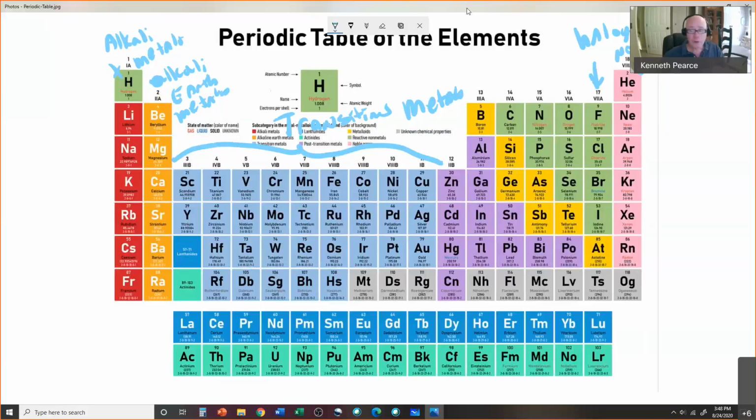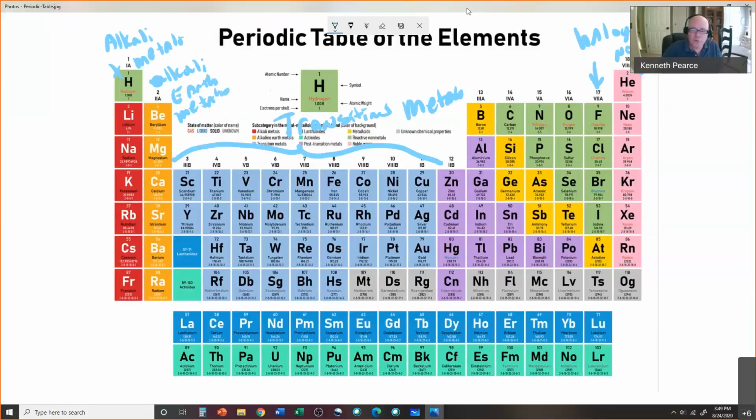All right, and like I said, when they're in the same column, they share very similar chemical properties. Now, it also makes the chemistry similar. So if you know the chemistry for one, you can take advantage of that and understand the chemistry for the others. They'll behave not identically, but pretty close.